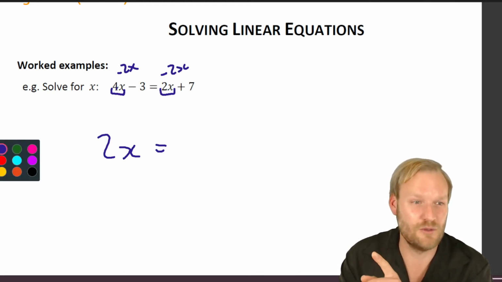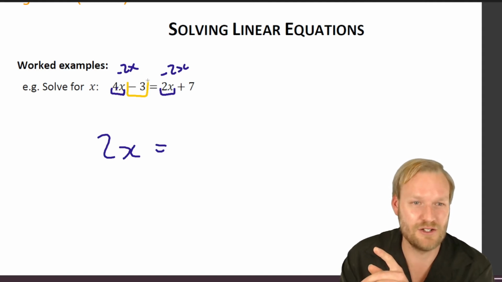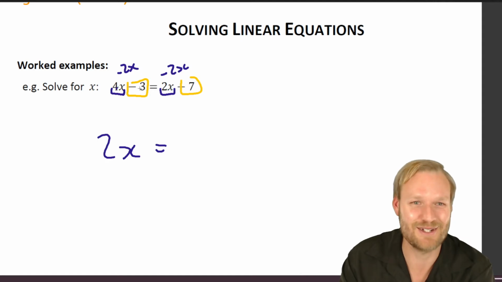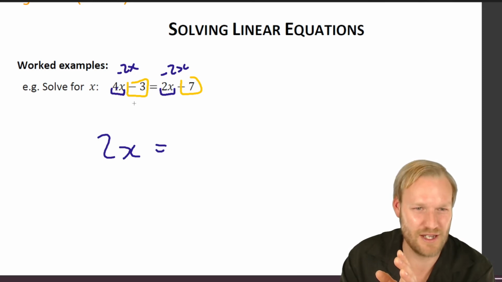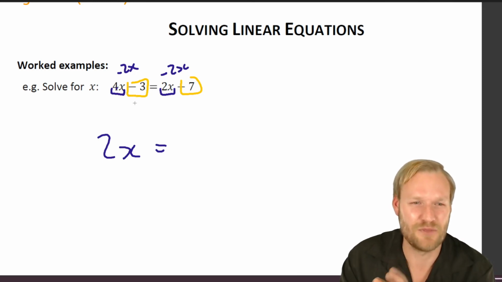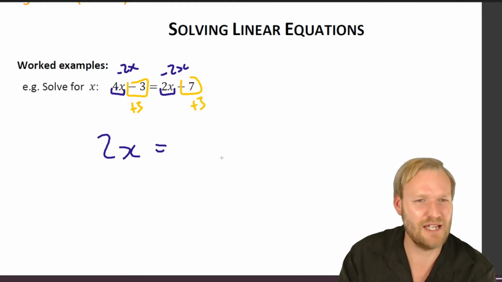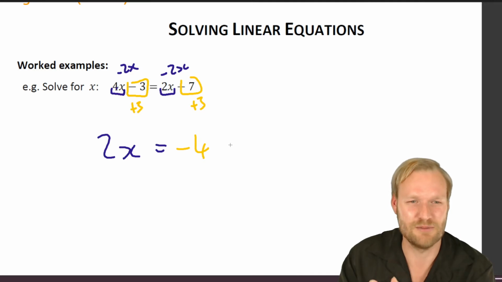So therefore, what I want to do is, I don't want this pesky minus 3 over here. So what do I need to do on each side of my equation so that I've just got 2x here, I don't have negative 3? We're going to do the opposite. So we're subtracting 3, so let's add 3 to both sides. So minus 7 plus 3 is minus 4.